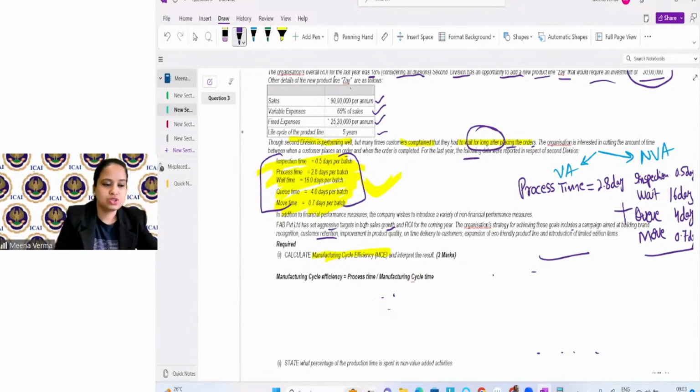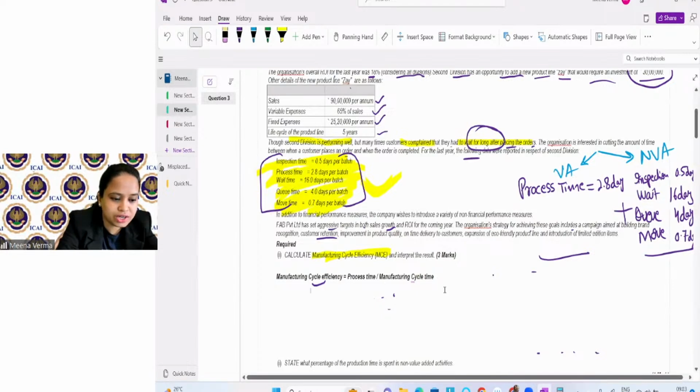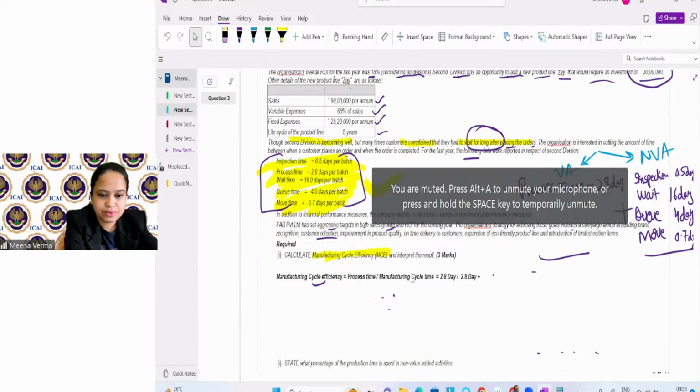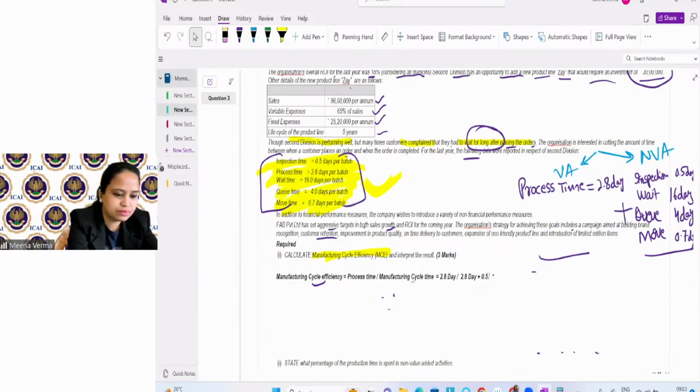All right. Okay. So first they are asking, calculate the efficiency, how efficient the company is. Let's find it. Process time here is 2.8 days. Manufacturing cycle efficiency time will include everything: 2.8 days plus 0.5 day plus 16 days plus 4 days plus 0.7 day. We will consider all these days.